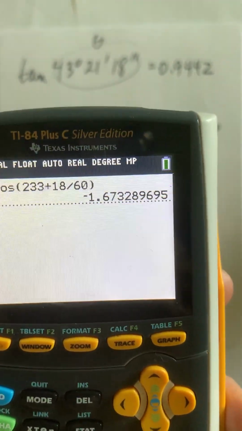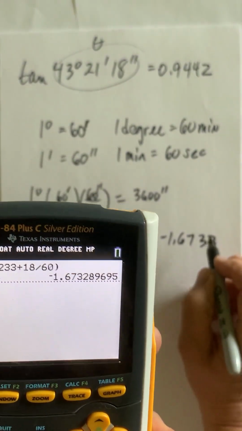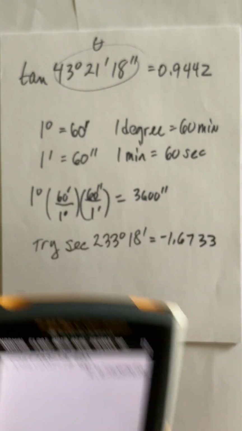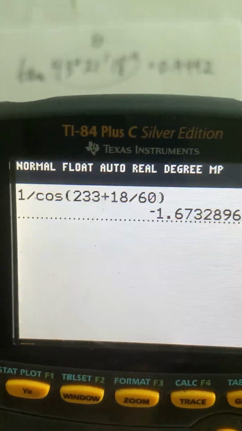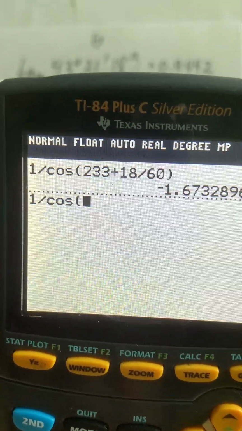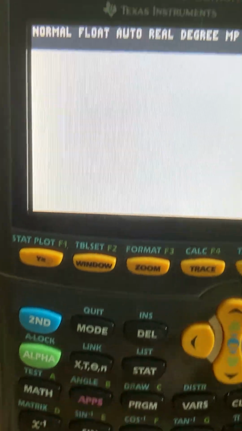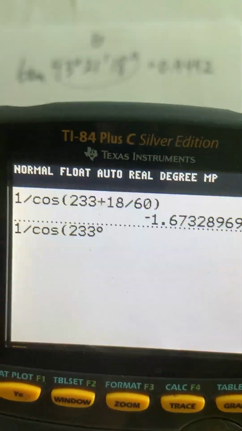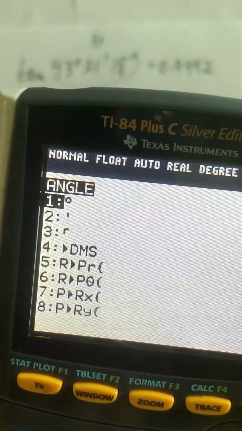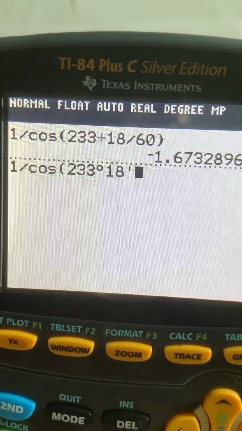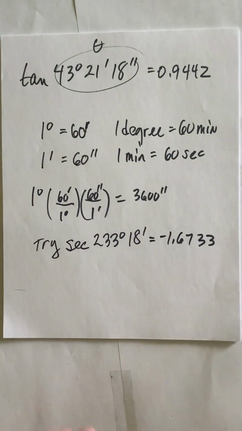So there you go, negative 1.6733, that's good enough. And if we do it the other way, you still have to do 1 divided by cosine, but then you put in your 233, go to second angle, call that degrees, and then the 18, go to second angle, and tell the calculator that's minutes. There you go. So that was just to make sure we got that.